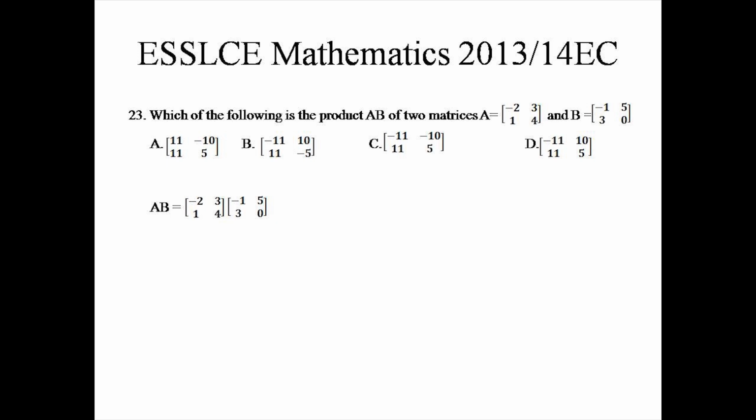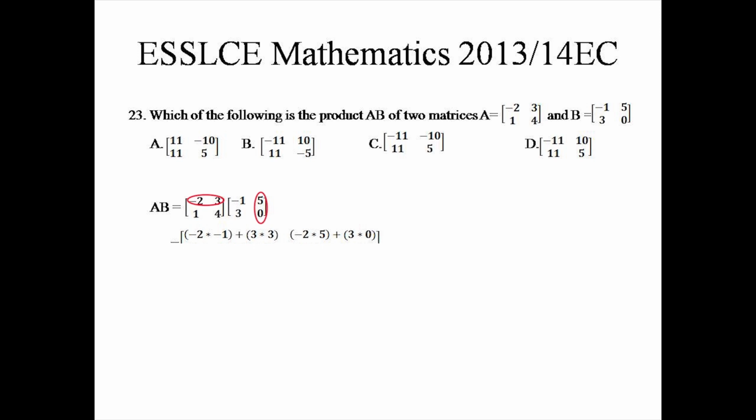To multiply these two matrices, first determine the sum of the product of first row of A with the corresponding first column of B, that is 2 times negative 1 plus 3 times 3. Then the second step, determine the sum of the product of first row of A with the corresponding second column of B, that's negative 2 times 5 plus 3 times 0.